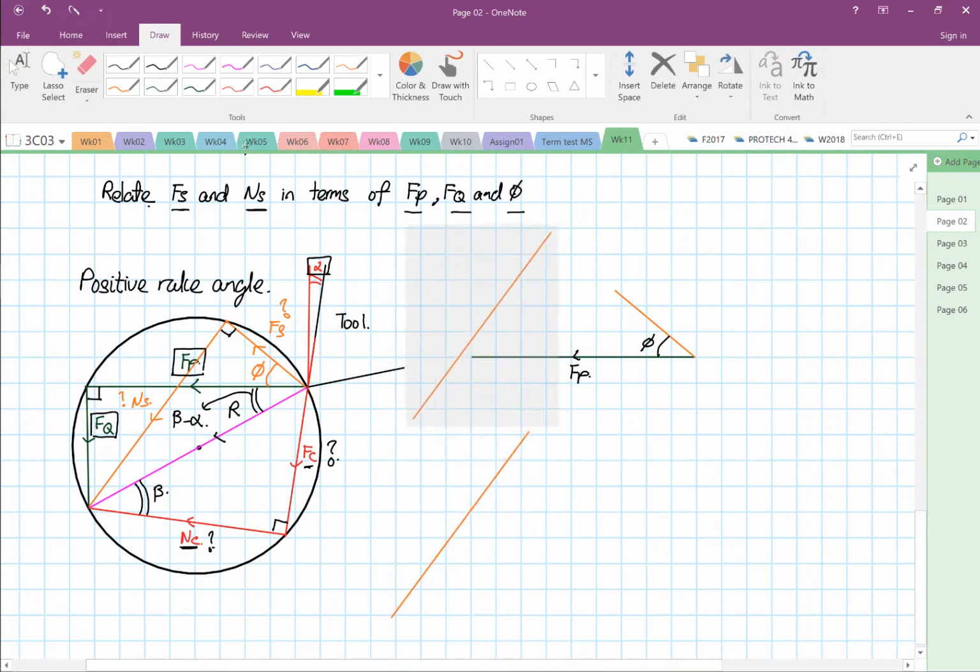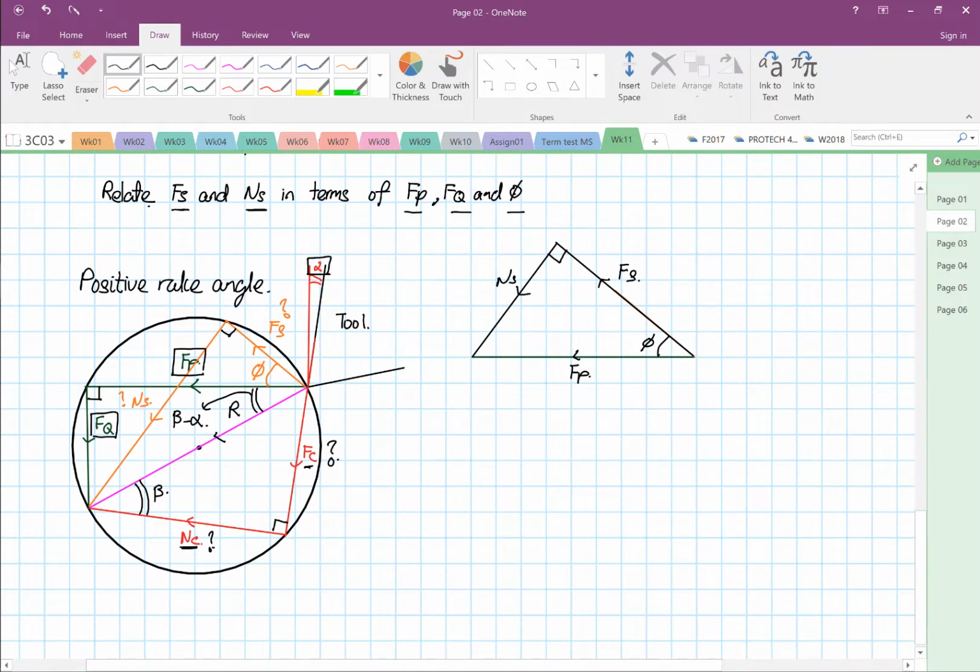Okay, so we know that Fs and Ns. So the length of Fs is this length. Those orange lines are just to get the direction. So we know that this is our Fs, and then from here coming down here, this will be our Ns. Okay, so this will be our Ns. So we can get rid of this, and we know this is 90 degrees.